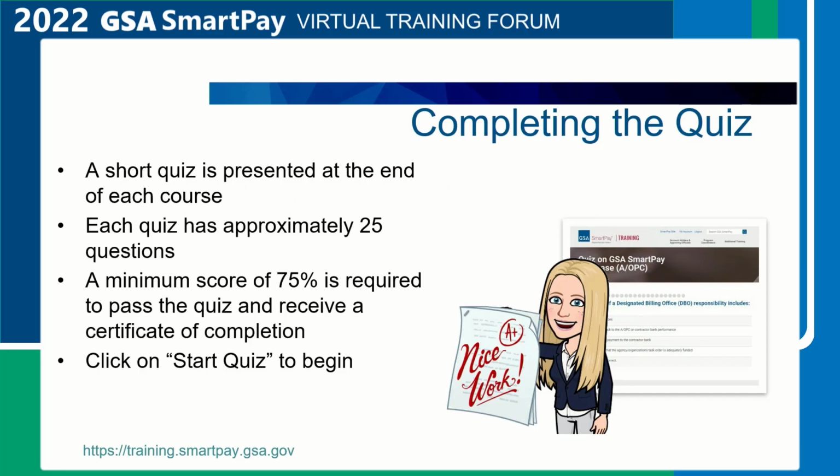At the end of each training course, you will be asked to complete a short quiz to get a certificate of completion. Each quiz is between 20 to 25 questions, and you will need a score of 75% or higher to receive a completion certificate. If you score lower than 75%, you can retake the quiz as many times as needed to pass. Click Start Quiz to begin. I recommend completing the quiz in one session, as sometimes problems occur if you leave the quiz halfway through and then try to come back to it again later.